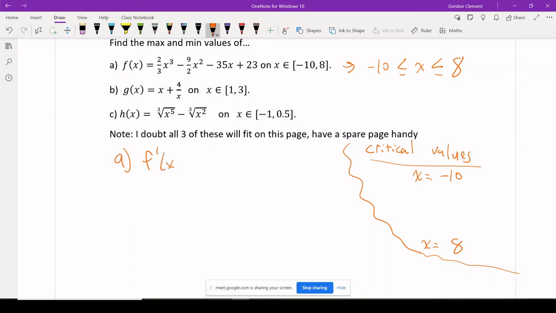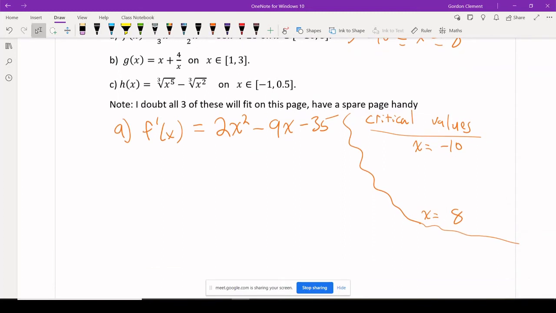Alrighty, so let's take the derivative. And we've got our new fancy rule, so we should be able to do this derivative no problem at all. You're like, Mr. Clement, why'd you put those gross fractions in there? This is just a trick I like to use to get the derivative that I want. You'll see when the 3 comes down, it's going to cancel out the denominator on the 2/3. 3 times 2/3 is just 2. And then you get x squared. 2 times 9/2 is just going to be 9. And then 1 less power. Minus 35x is just 35. And then derivative of 23 is 0.